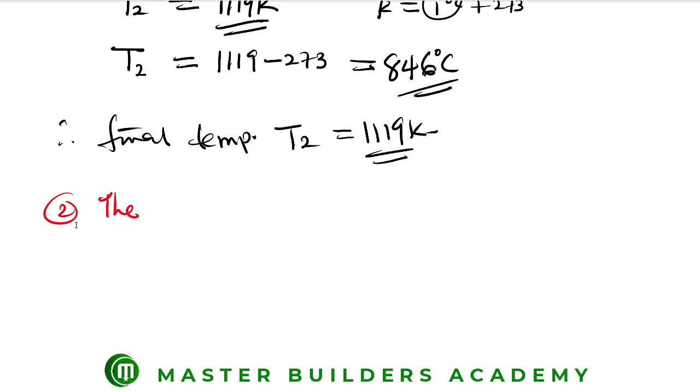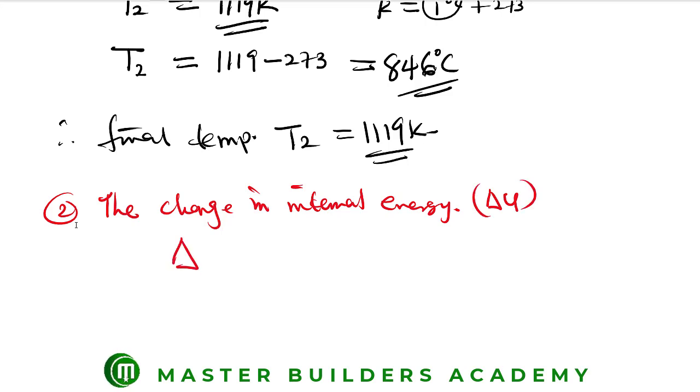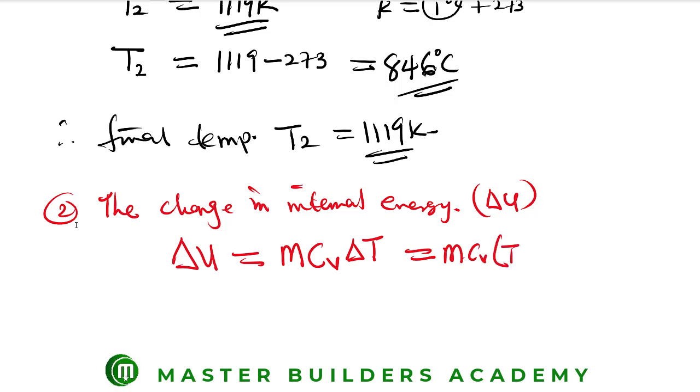The change in internal energy, which is this symbol, right? So when these thermodynamic properties are given, volume, temperature, and pressure, this change in internal energy is given as mass multiplied by CV into change in temperature. By extension, this is m CV into T2 minus T1. Are you there?